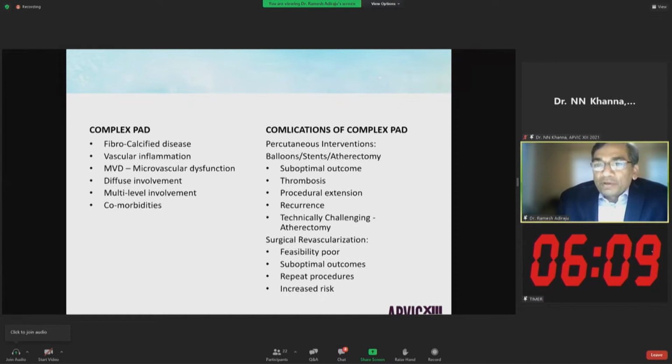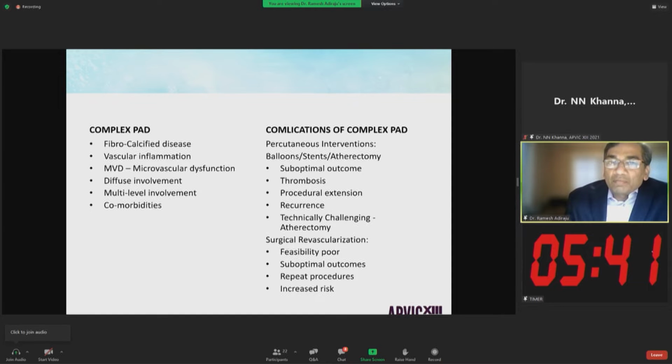these patients, because whether you go endovascular or surgical, these patients have complex disease and suboptimal outcomes, procedural complications, recurrent procedures, and challenging anatomy, particularly calcified disease. That is what makes it harder to manage these patients and keep them revascularized for the long term.